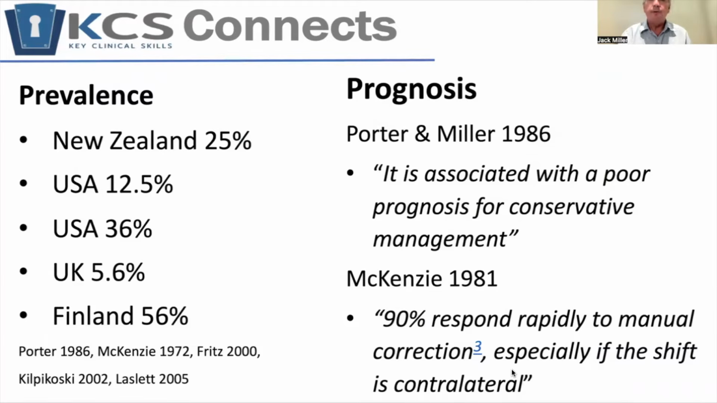Also about the prognosis. The original paper describing this was by Porter and Miller back in 1986. And they took a medical view of this problem, and they've described that this is associated with a poor prognosis for conservative management. Now, the physiotherapy perspective on this is quite different, as espoused by Robin McKenzie in 1981, where he stated that 90% of these cases are rapidly reducible, particularly if the shift is contralateral.